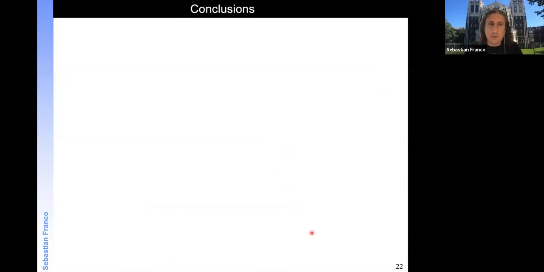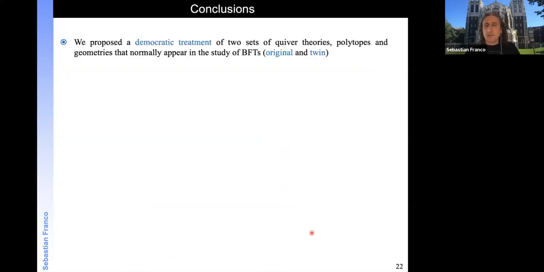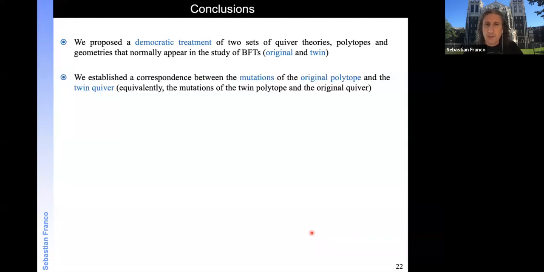Okay. So, conclusions. We propose a democratic treatment of the two sets of quiver theories and the polytopes and the relations between the objects. We call them original and twin. We think that they have to be studied on the same footing. There are a few items that we haven't studied in the past, I think. We establish a correspondence between the mutations of the original polytope and the twin quiver. Equivalently, because the two sides are the same, mutations of the twin polytope and mutations of the original quiver.